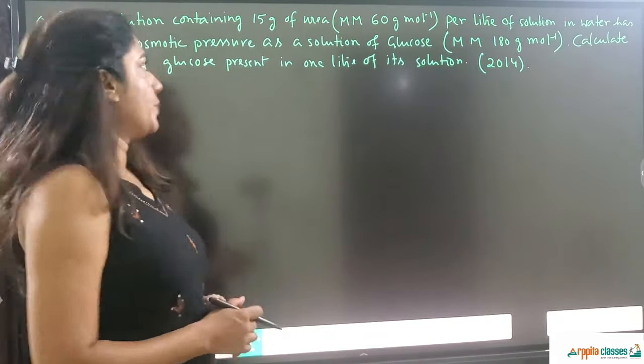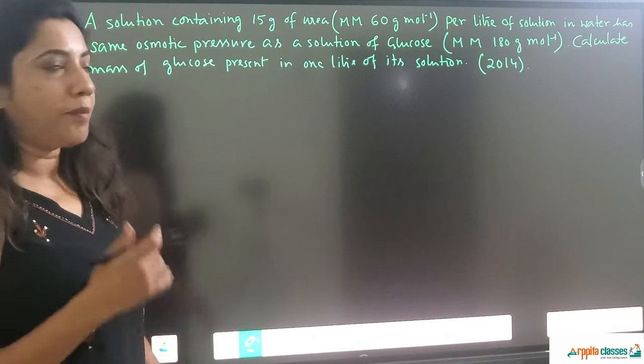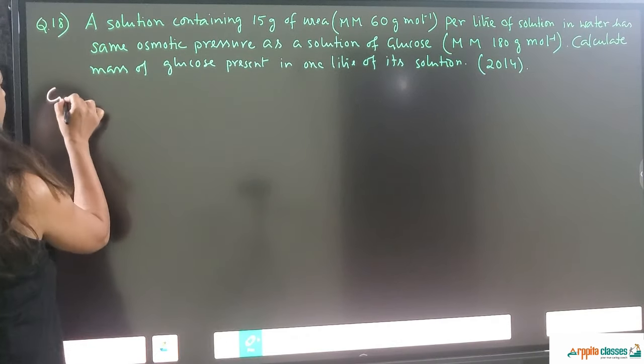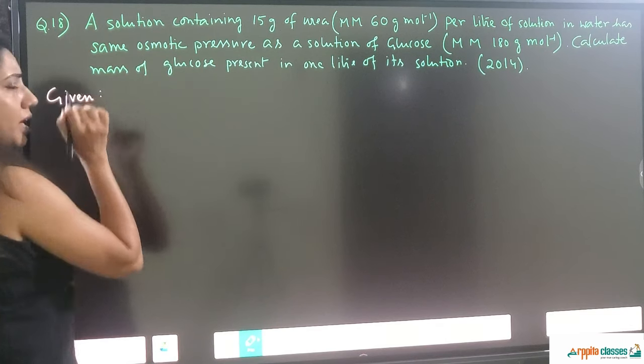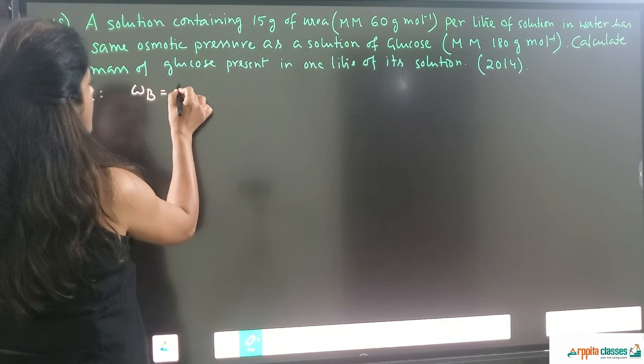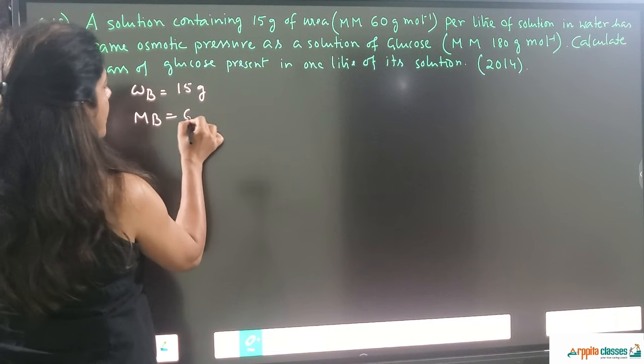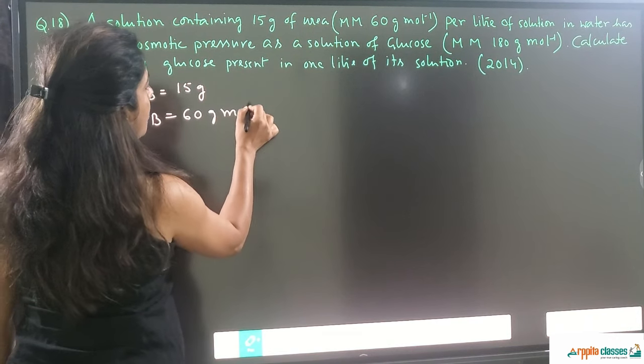We'll start with the next question, question number 18, which says a solution containing 15 gram of urea. I'm directly writing the given quantities. We have done a lot of sums, so you know 15 gram is the weight of solute, denoted by WB. Molar mass of solute is given as 60 gram per mole.